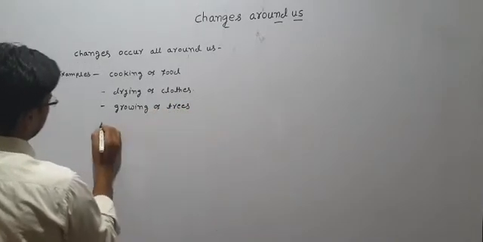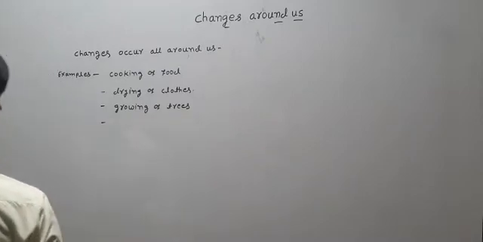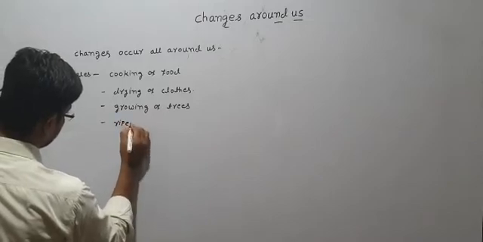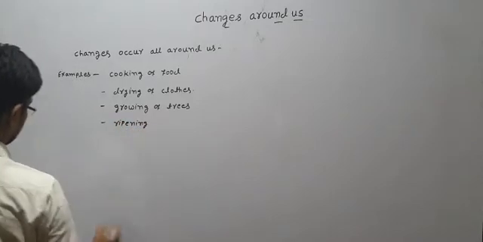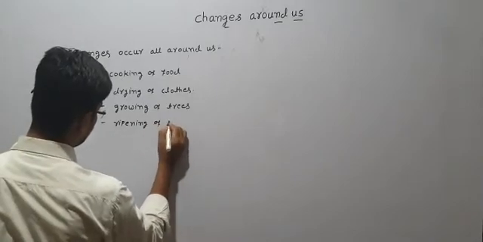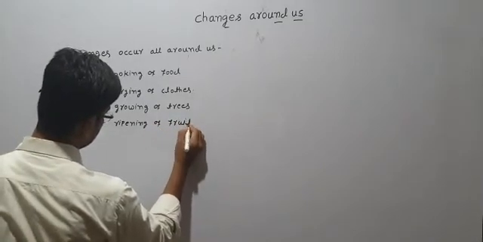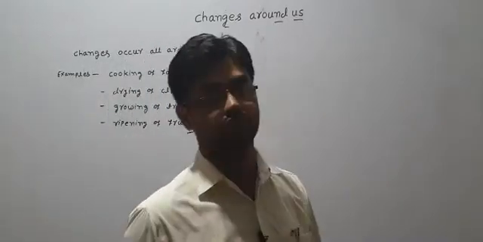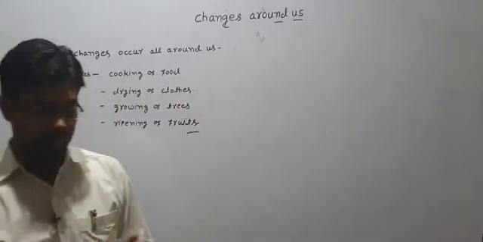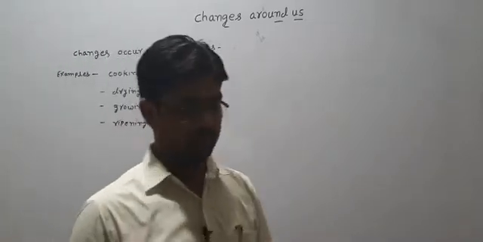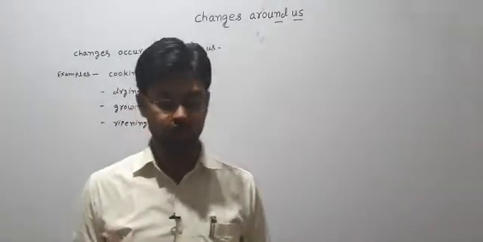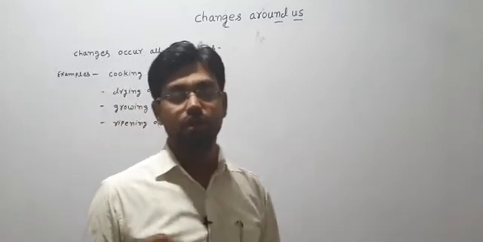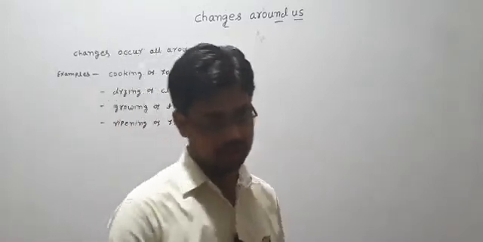So all are just changes around us. Ripening of fruits, this one is also a change. So different changes we have around us, we notice these changes. You know that previously some matter is there, obviously we just wash cloth, so cloth is wet, then we dry this cloth, then ironing is there. So in that way cloth is the same but certain change is there.